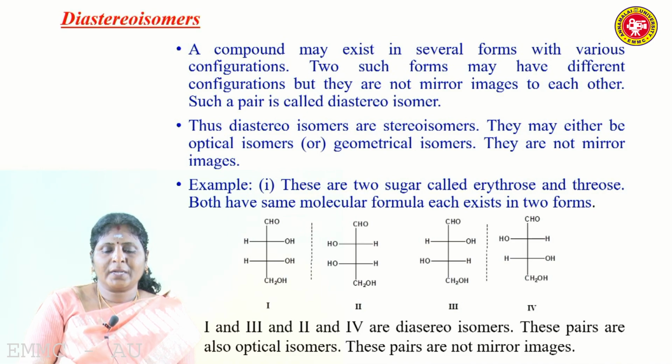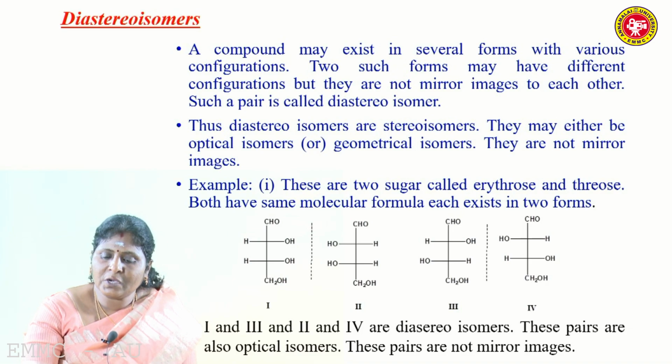So 1 and 2 are enantiomers, 3 and 4 are enantiomers, and 1 and 3, and 1 and 4, are isomers. They differ only in their spatial arrangements, having the same molecular formula, but they are not mirror images. So 1 and 3, 1 and 4, 2 and 3, and 2 and 4 are said to be diastereoisomers. Not only optical isomers, even geometrical isomers, for example maleic acid and fumaric acid, are said to be diastereoisomers because they also differ only in their configuration, but are not mirror images. So they are again diastereoisomers.